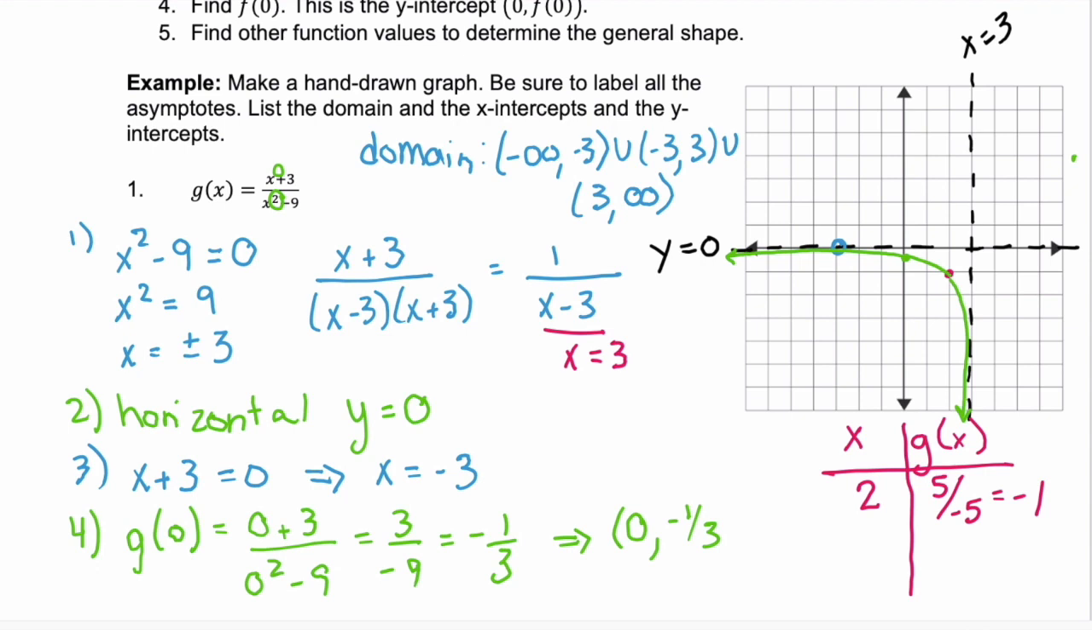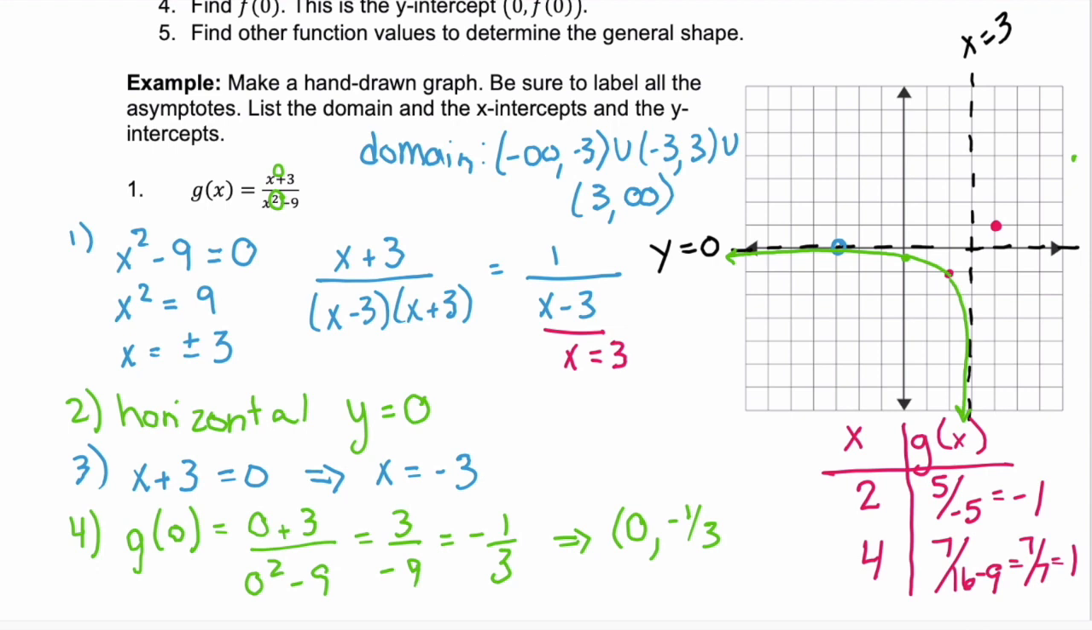Okay, we finished the left chunk of the graph. Now let's look at what happens to the right of that vertical asymptote. So we want to pick a value over there. What if we pick x equals 4? That would give us 7 over 16 minus 9, or 7 over 7, which is 1. So the point (4, 1), that would be this point.